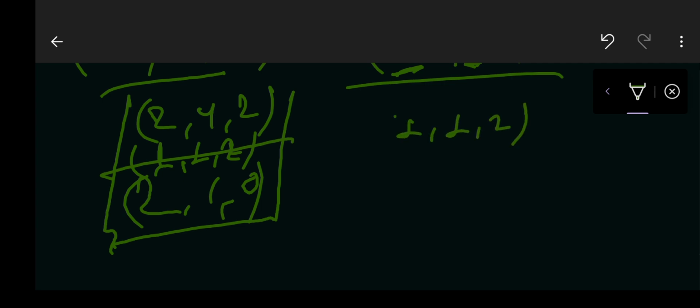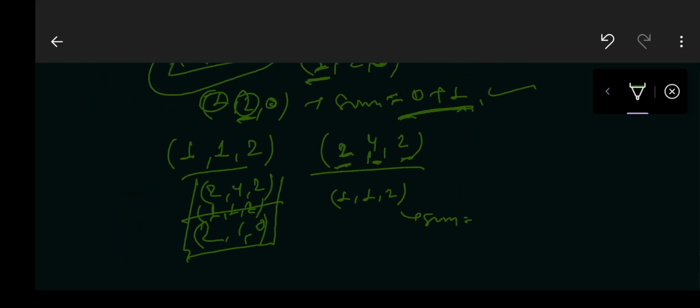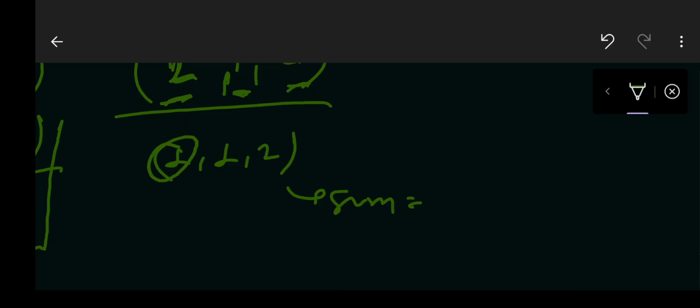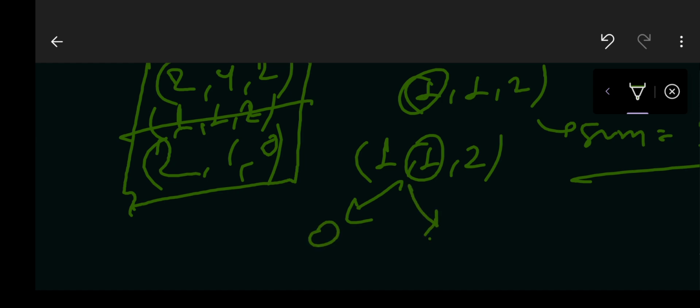1, 1, 2. The sum till now was 1. So now the sum will become 1 plus the new weight 2. Okay, the sum becomes 2. 1, 1, 2 is the priority queue's frontmost element. So we take 1. Okay, so we take the node and then we say who are your neighbors. The neighbor is 0 and 2.